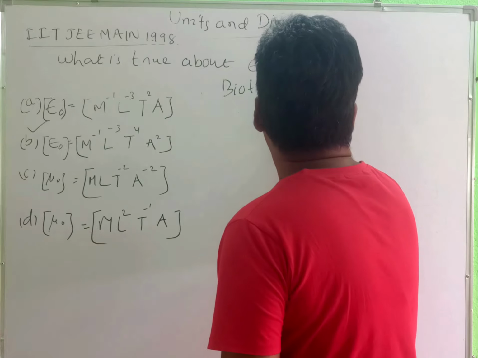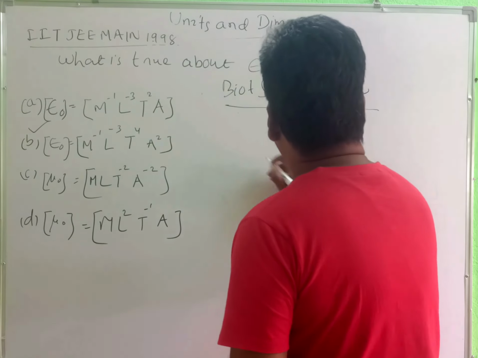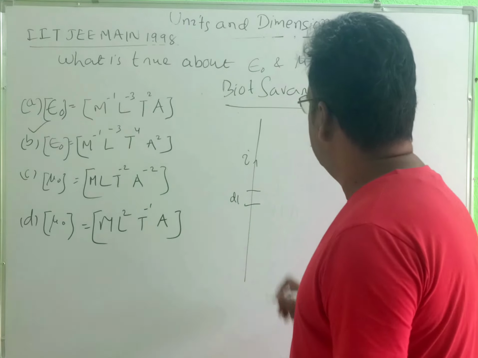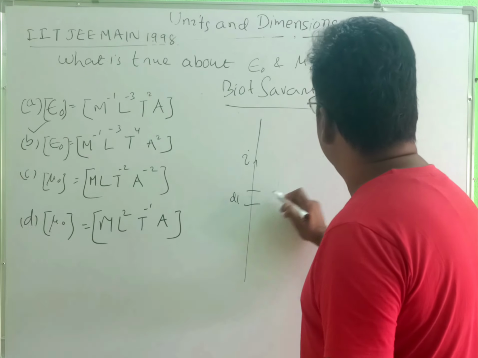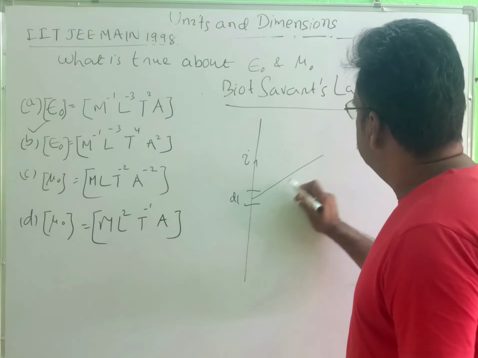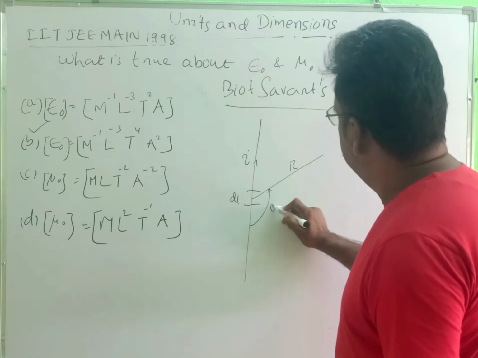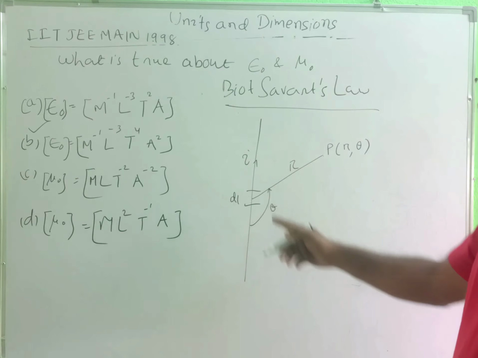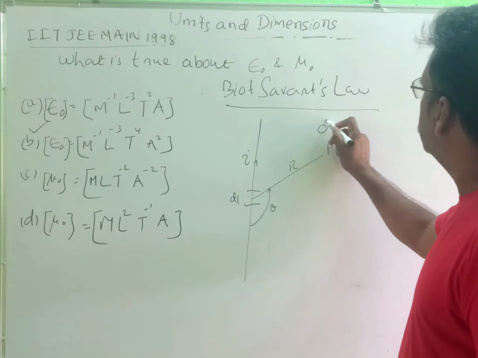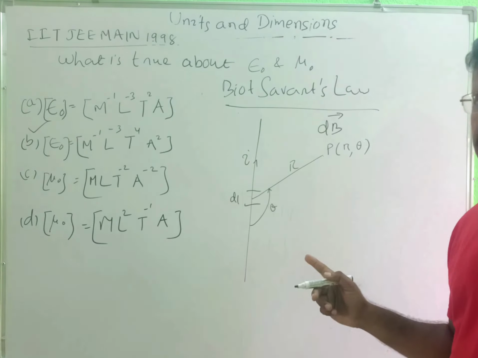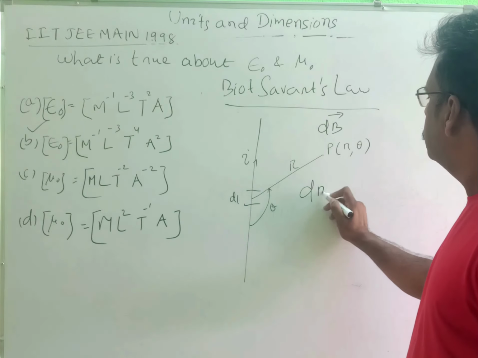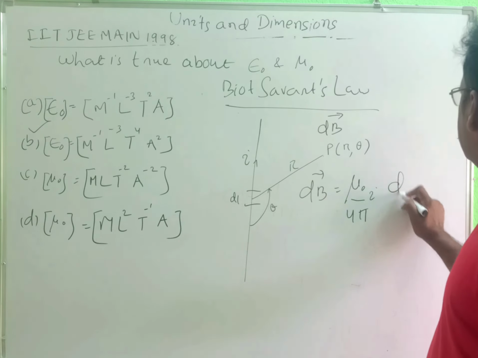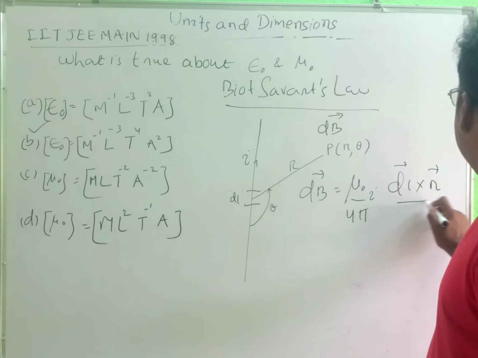Biot-Savart's law. This law states, student, if this is a current carrying conductor, I current is flowing through this conductor, if this is a line element dl, and if this is a point P at distance r, this is r and this angle is theta, this point P is specified by the coordinates r and theta students, then the magnetic induction vector dB, also called the magnetic field at point P, is given by Biot-Savart law, that is dB is equal to mu 0 by 4 pi I dl cross r by r cube.